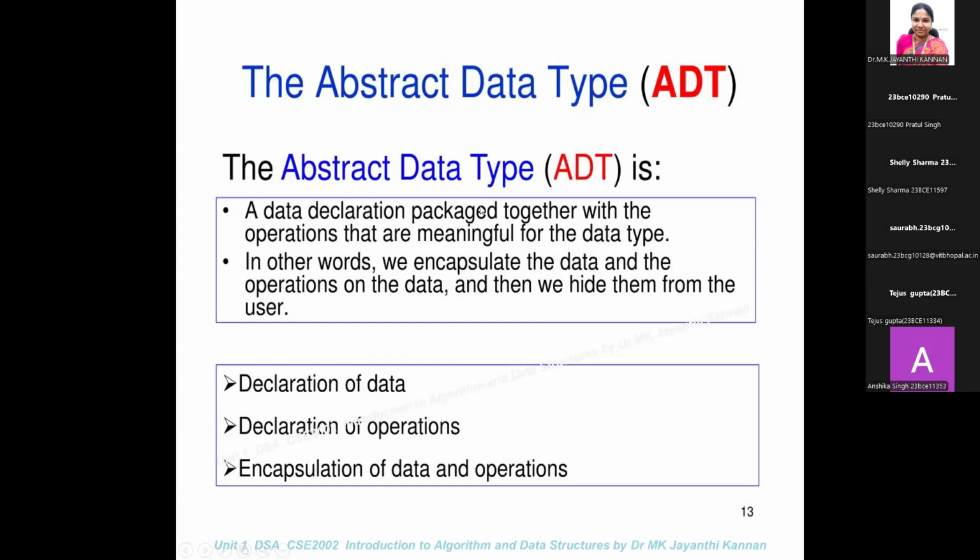What we can do with an ADT means declaration of data, declaration of operations, and encapsulation of data and operations. So we can declare the data and what operations we can perform with the data, and we can encapsulate them with each other. The data may be public, private, or protected. In the same way, operations may be public, private, or protected. Public means accessible within the class and in the main program and in the friend functions. If it is protected, only by the main program, and private means by the member functions as well as in the main program.